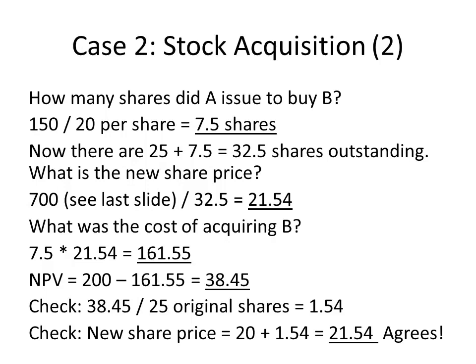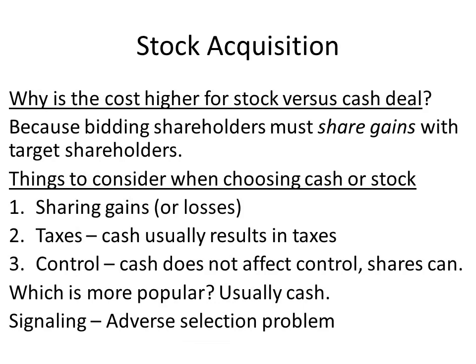Now, why did I just divide by 25 original shares? Because we are concerned with the NPV to the original shareholders. They are the holders of those 25 original shares. So why is the cost higher for the stock versus the cash deal? Well, it's because A shareholders must share the gains with B shareholders.